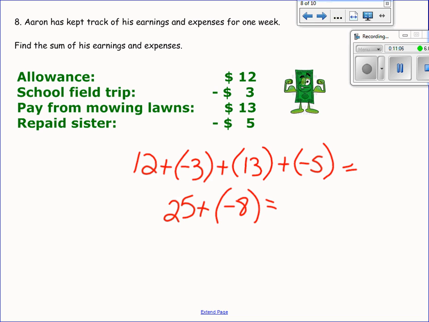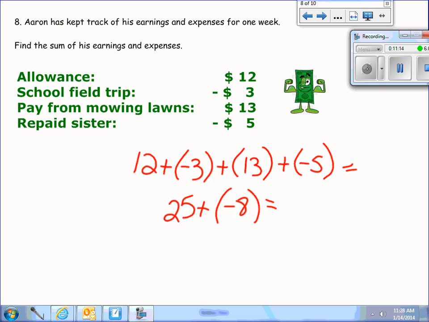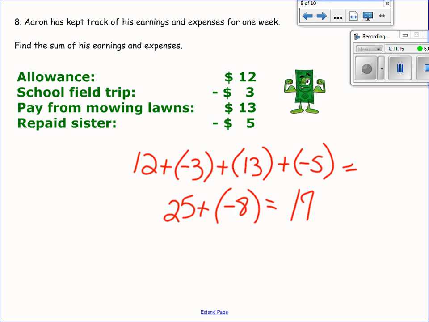Now with my integer rules, I'm going to subtract those two integers because they're different signs, and I will get 17, and then I'm going to check to see if it will be a positive or a negative. And I notice that the 25 is the larger. So his final amount of money that he'll have would be $17.